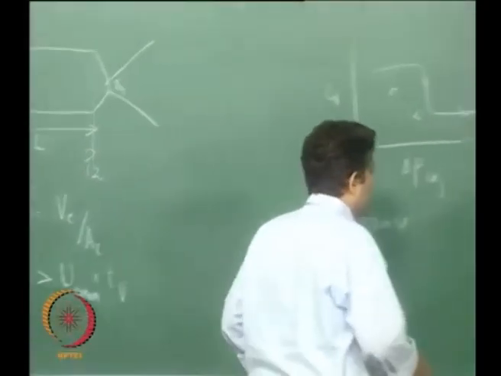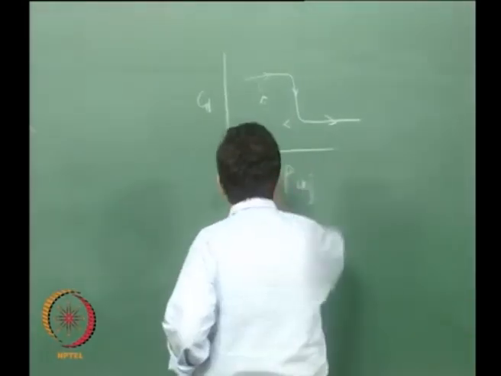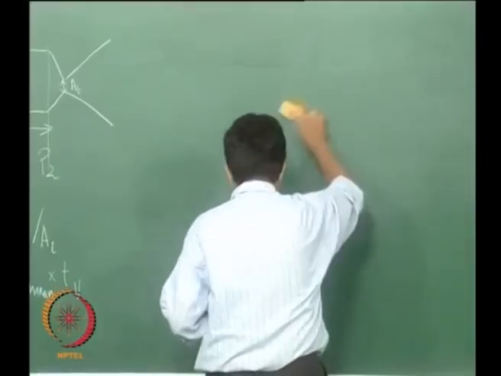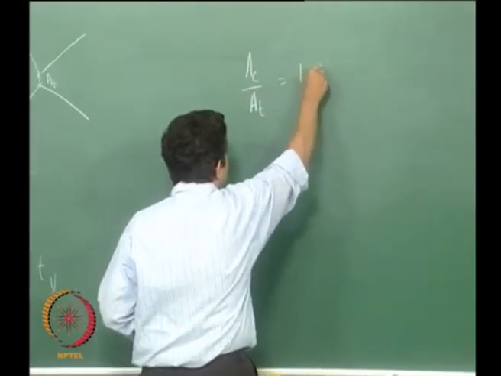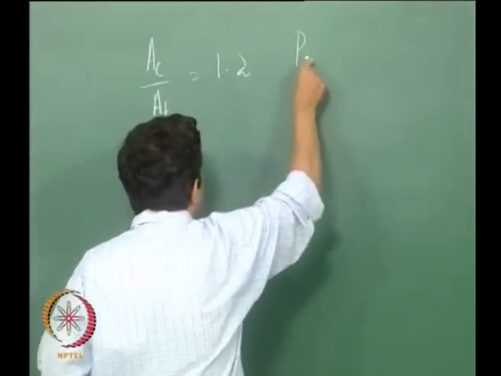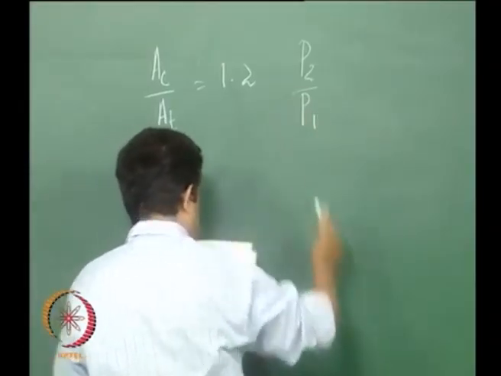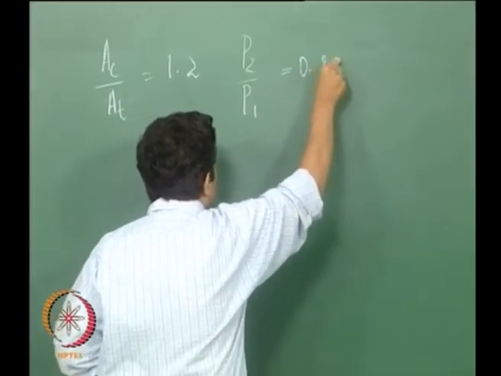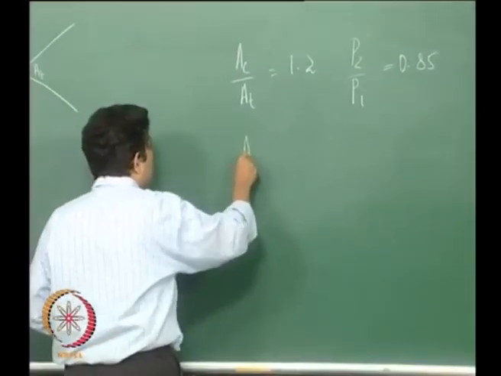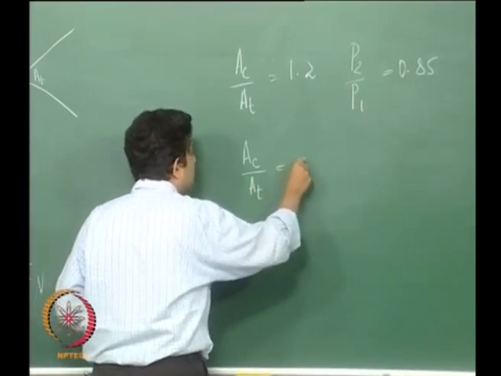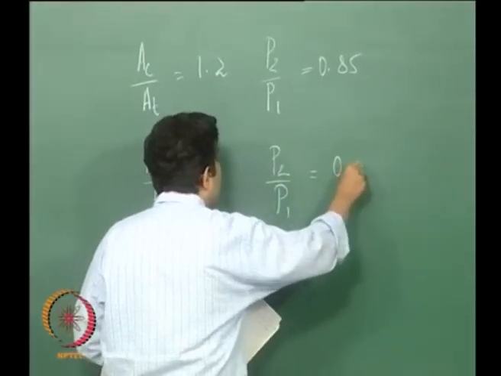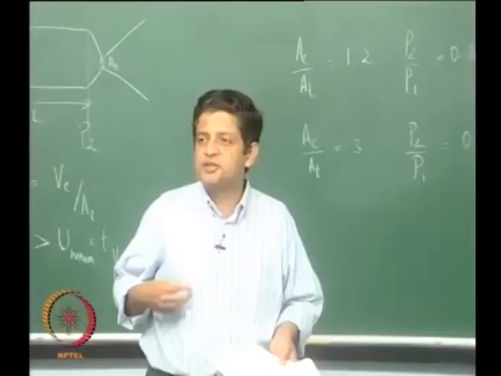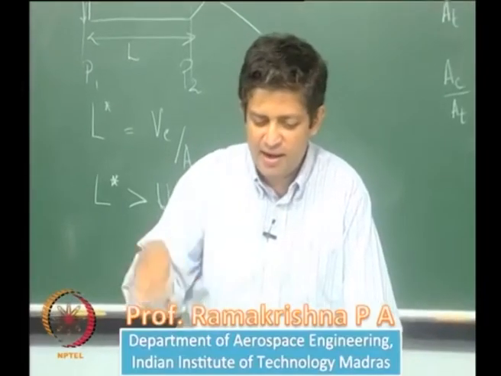So if we have different AC by AT, if we have AC by AT equal to 1.2, then P2 by P1, this ratio would be 0.85, and if we have AC by AT equal to 3, it will be larger, because you now have a larger area to have a mass flow through.